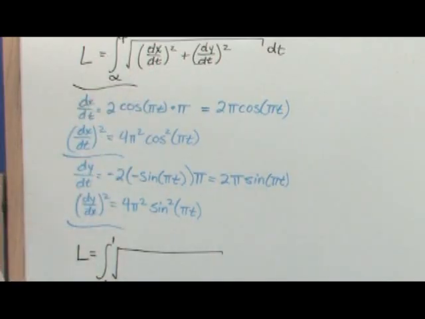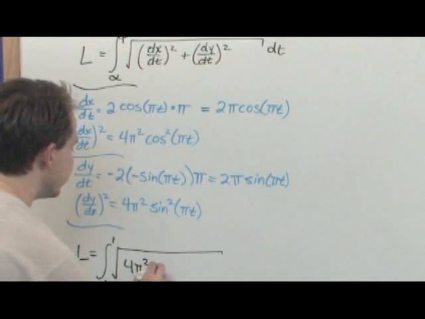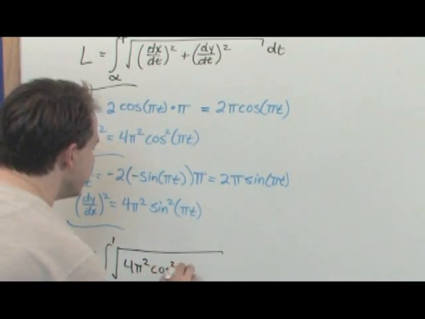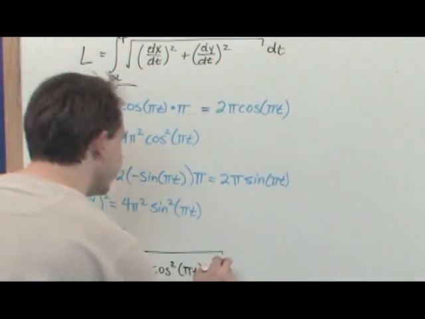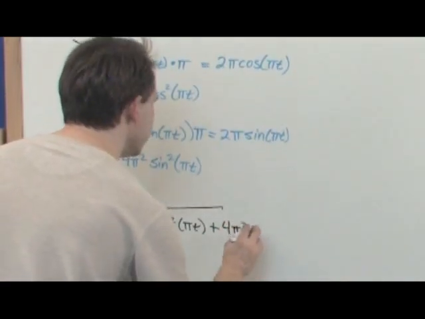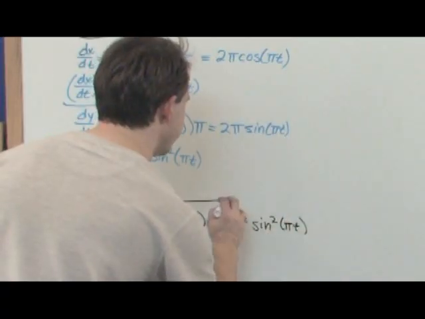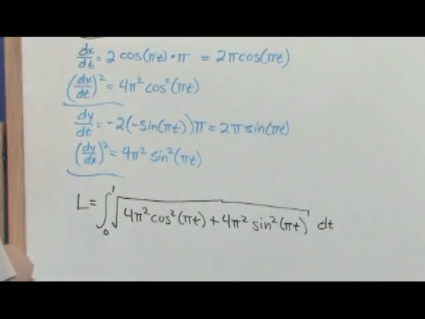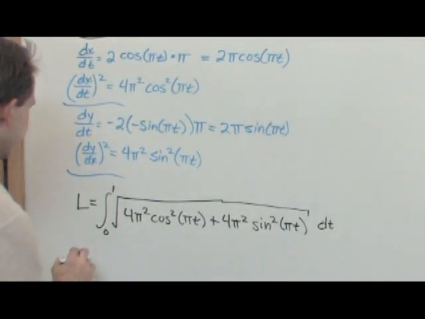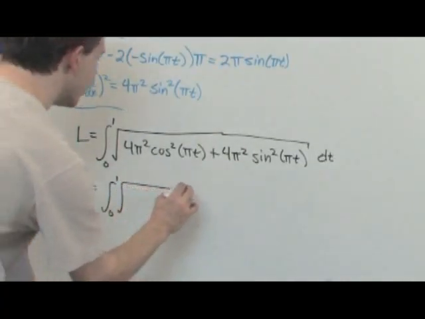of (dx/dt) squared, which we found right here, which was 4 pi squared times cosine squared of pi t, plus (dy/dt) squared, which we found right here, which is 4 pi squared times the sine squared of pi t. And we're integrating over dt. Okay? So that's what we have. It looks kind of ugly, but I think you'll see that it reduces nicely. Integral 0 to 1 square root.